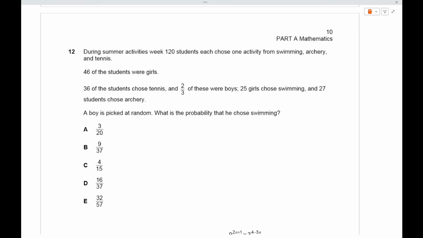So this question, yeah, again, really simple. You have 120 students. You know that 46 of these are girls. You have that 2/3 of the tennis players are boys. So what does that mean? A third are girls. A third of 36 is 12. Okay. So 12 girls play tennis. What does that mean? So you have 34 for the rest of the categories. You have 25 girls choose swimming. You have 14 that choose archery.